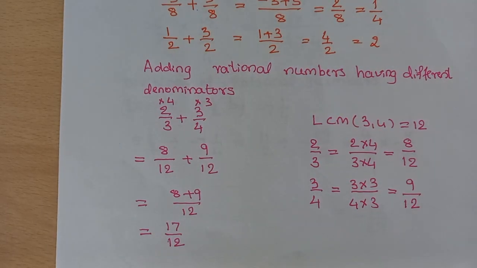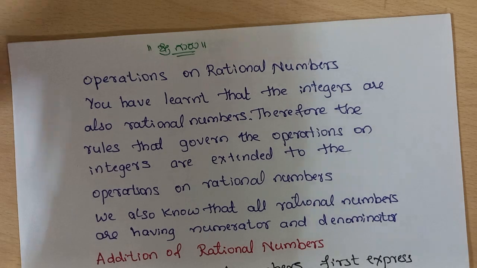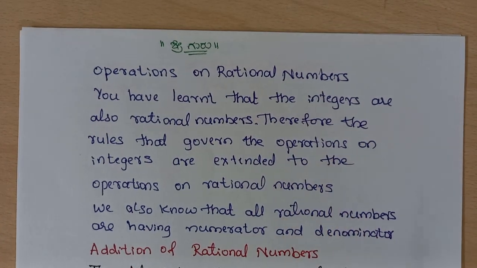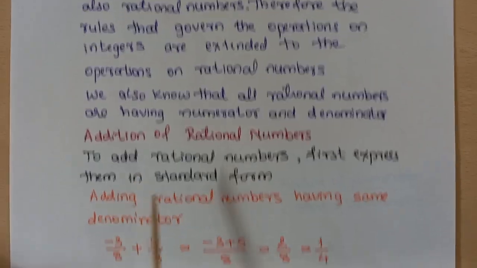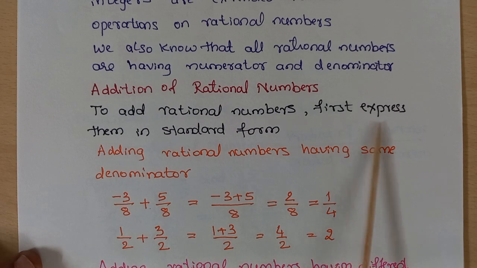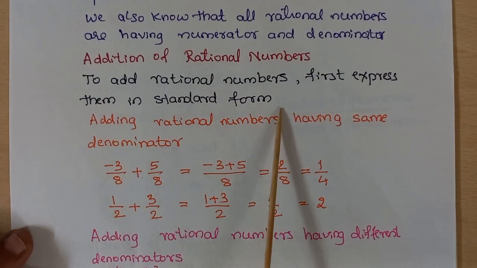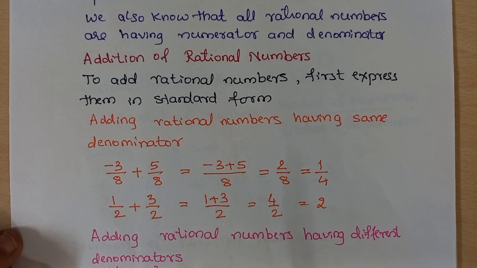Now we will study operations on rational numbers. We have learnt that the integers are also rational numbers. Therefore, the rules that govern the operations on integers are extended to the operations on rational numbers. We also know that all the rational numbers have a numerator and denominator. So, how do we add rational numbers? To add rational numbers, first express them in standard form.